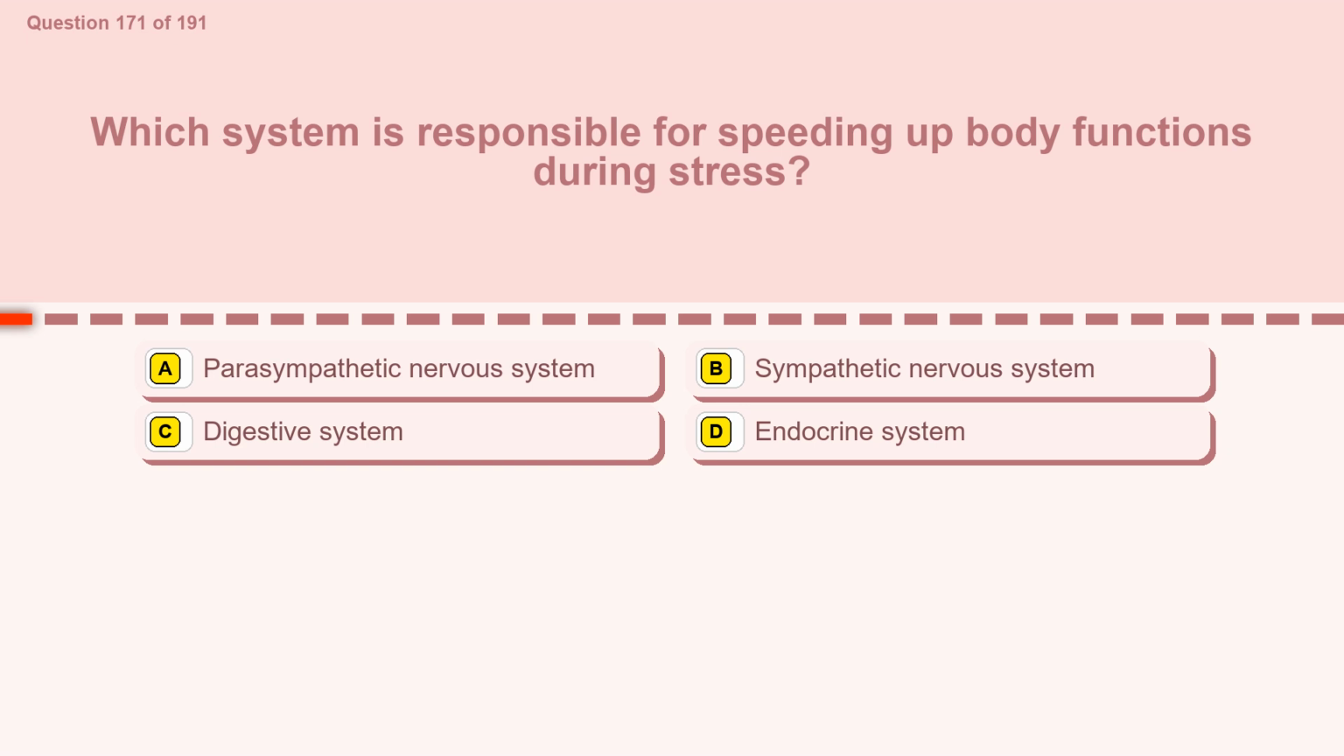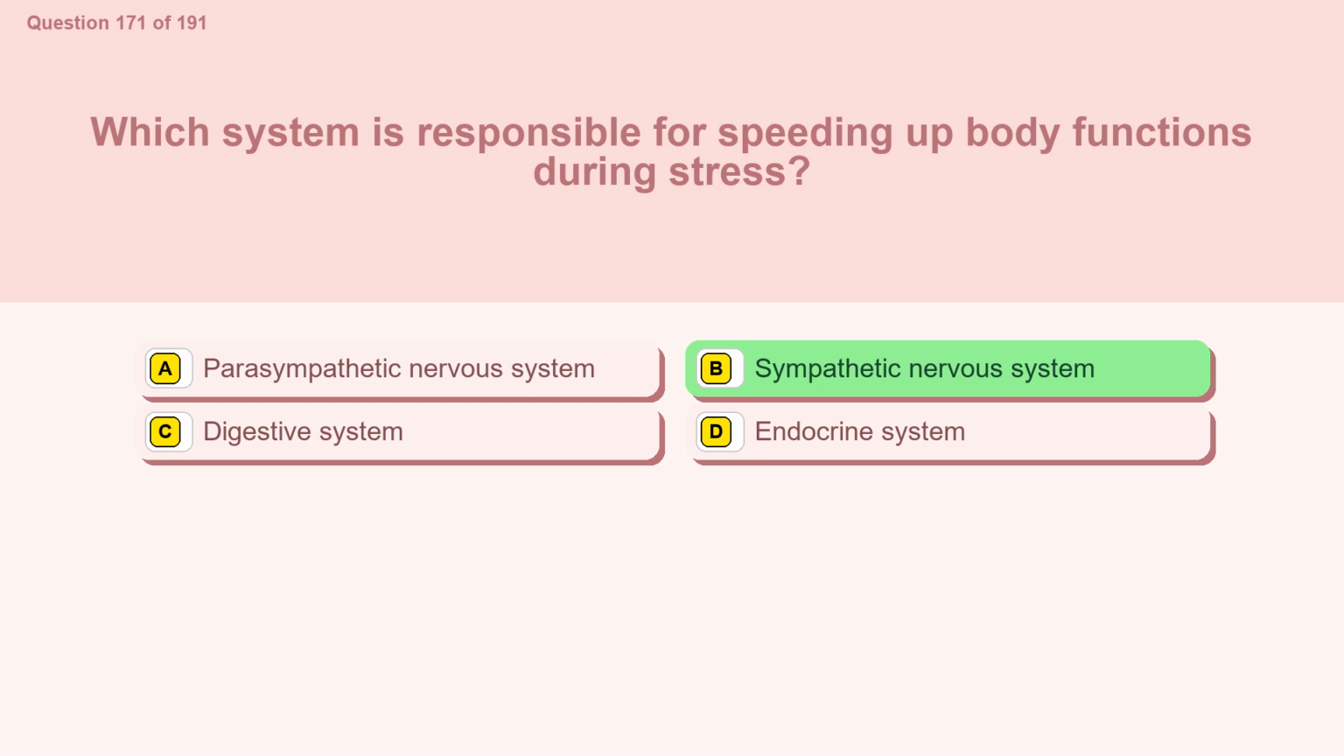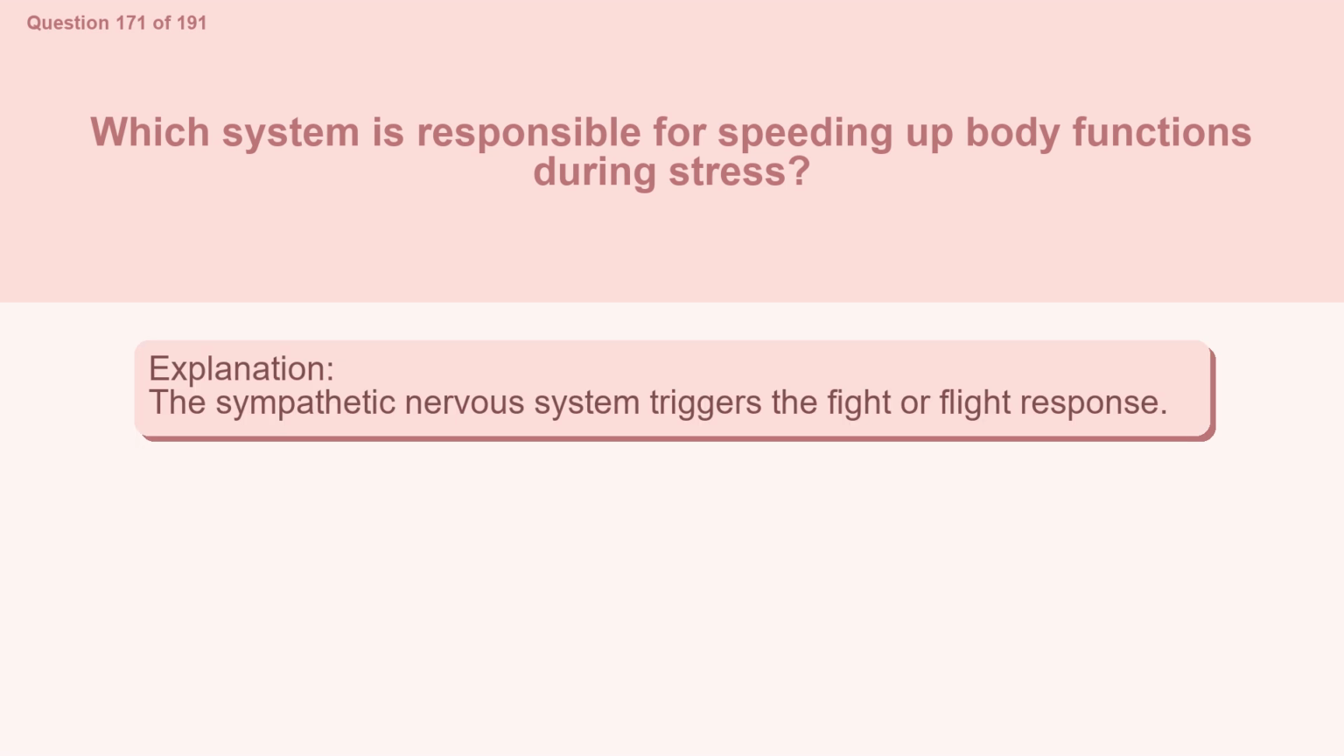Question 171. Which system is responsible for speeding up body functions during stress? Option A, parasympathetic nervous system. Option B, sympathetic nervous system. Option C, digestive system. Option D, endocrine system. The correct answer is option B, sympathetic nervous system. The sympathetic nervous system triggers the fight or flight response.